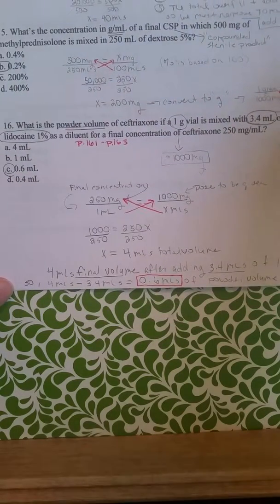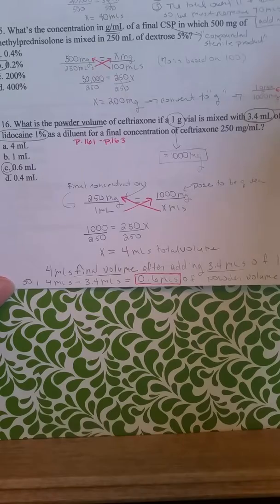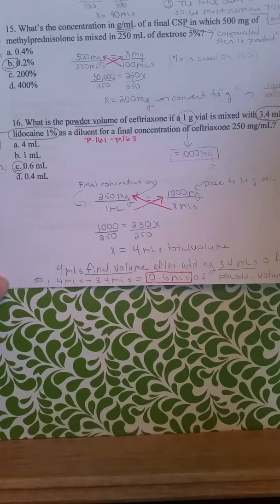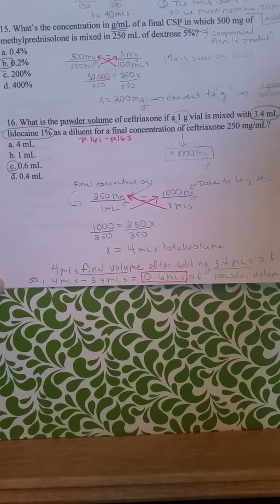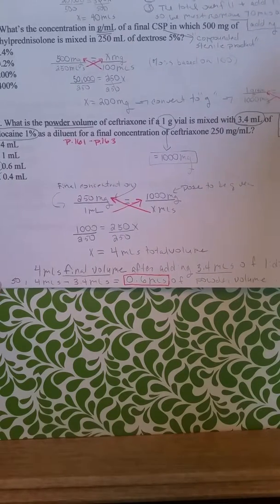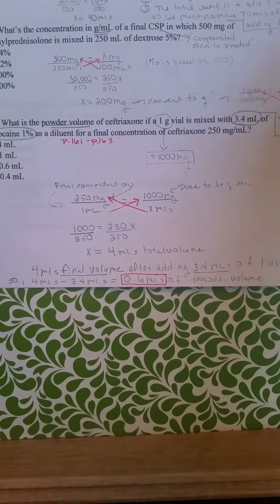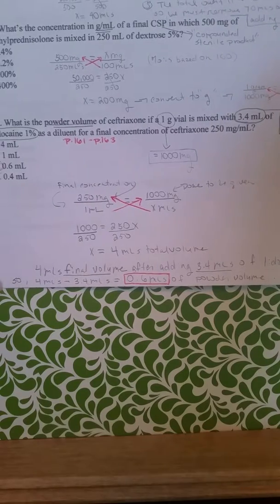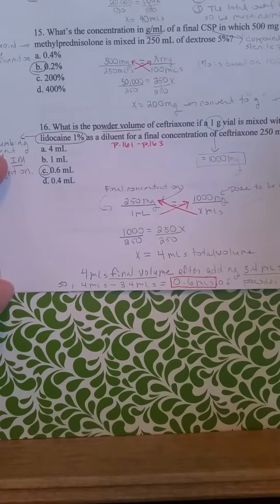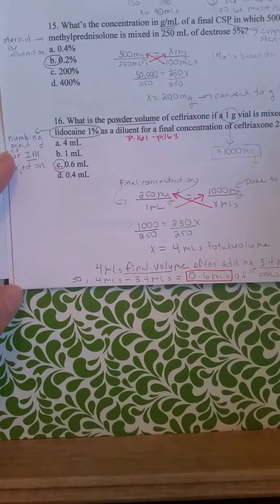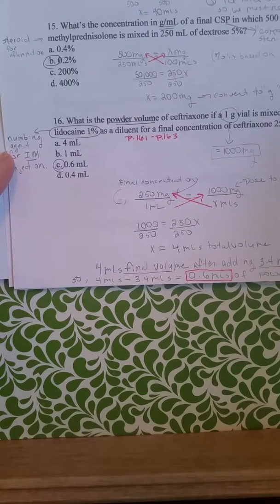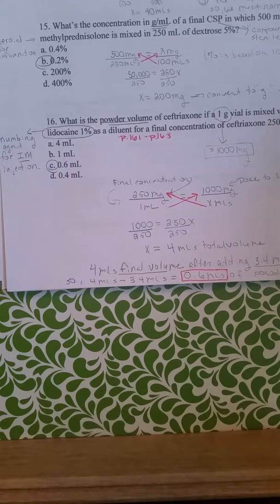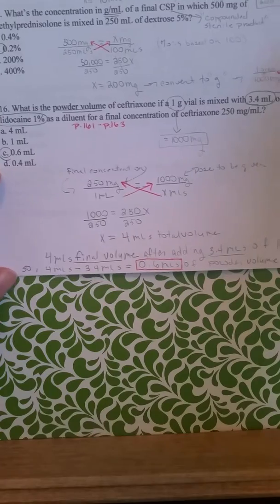Okay, 16: what is the powder volume of ceftriaxone if a 1 gram vial is mixed with 3.4 mLs of lidocaine 1% as a diluent for the final concentration of ceftriaxone 250 milligrams per mL? So we remember 1 gram equals 1,000 milligrams. Sometimes we mix our Rocephin antibiotic with lidocaine if we're going to give it IM, so it's not so painful.